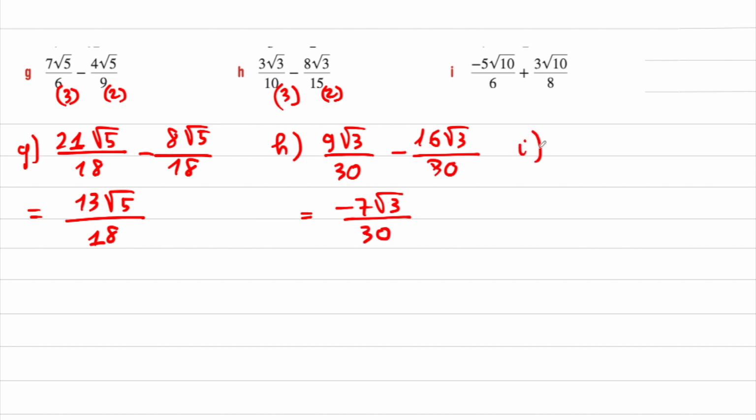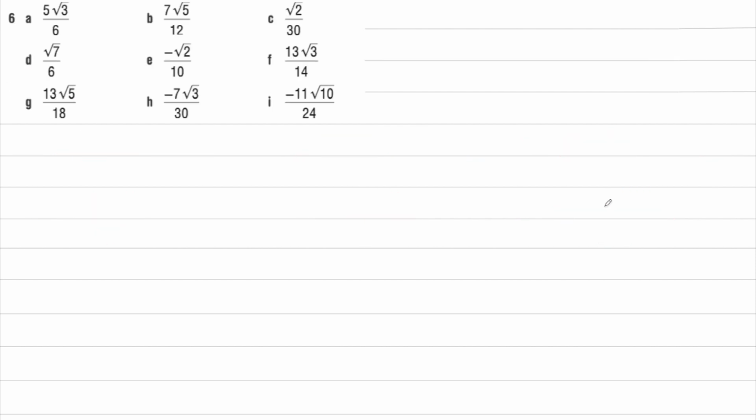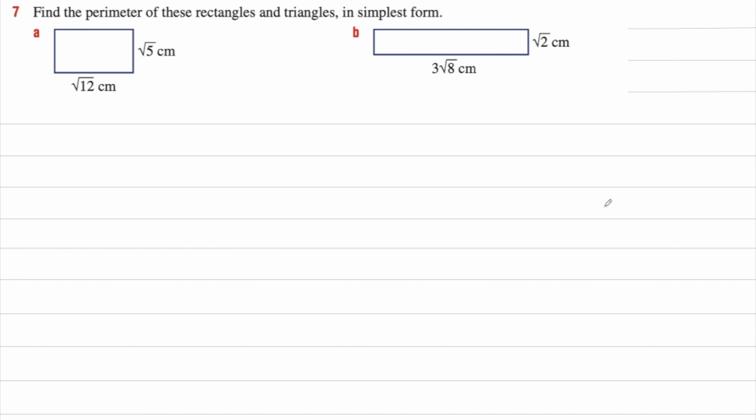And the next question, I will choose 24. 4 will be multiplied with the first fraction and 3 will be multiplied with the second fraction. Minus 20 square root 10 over 24 and 9 square root 10 over 24. Minus 20 plus 9 equals minus 11 square root 10 over 24. We finish question I.